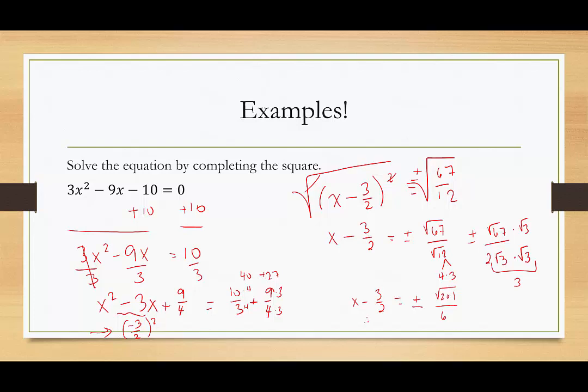Now we need to add 3 over 2 to both sides. When I go to add 3 over 2, you can leave them separate, or if you want to combine them, you can. I would say the fewer steps, the better. So we're going to write our final answers. The first answer is 3 over 2 minus the square root of 201 over 6. And the other answer would be 3 over 2 plus the square root of 201 over 6. And those would be our final answers here.